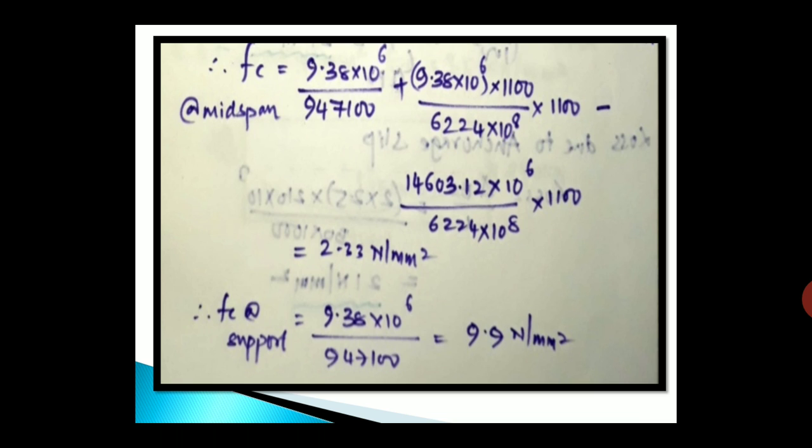Now stress at the support, where bending moment is 0 and there is no eccentricity, is directly P by A, which comes out to be 9.9 Newton per mm square.